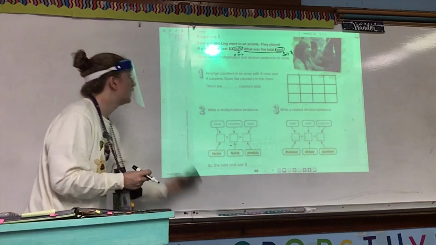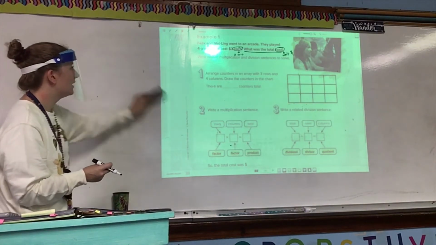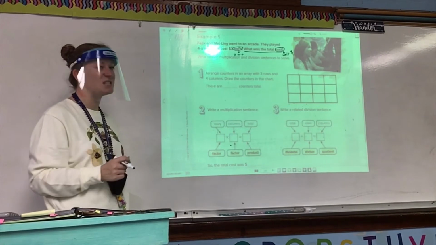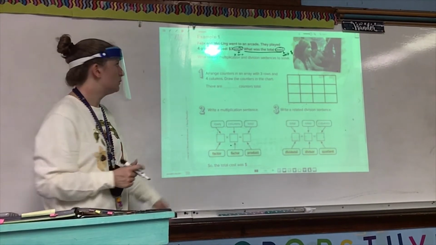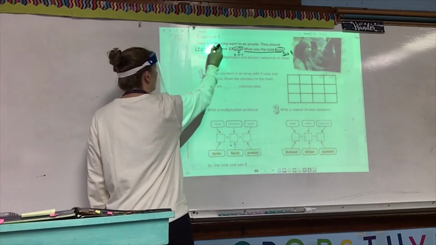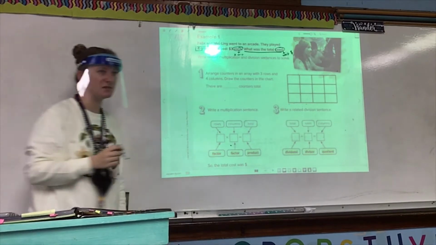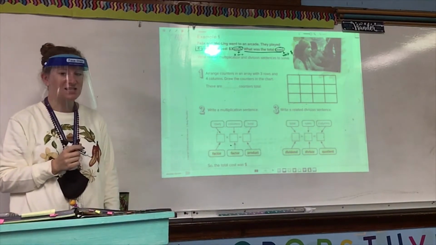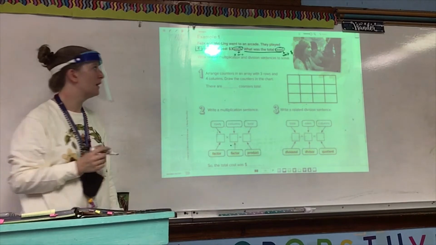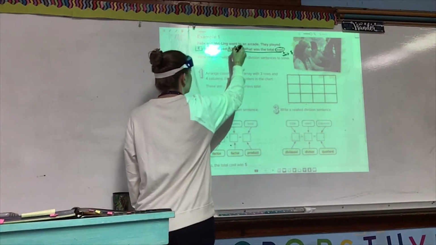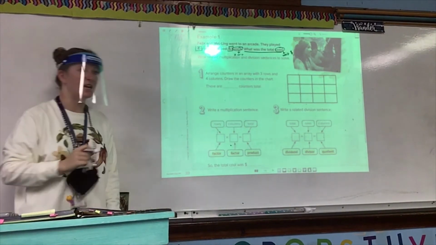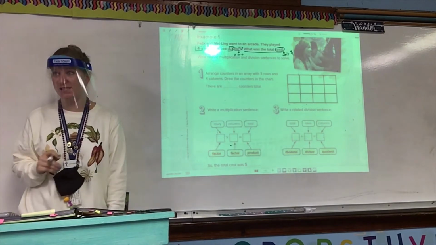So, let's look at that sentence again. They played 4 games that cost $3 each. Well, I see the number 4. 4 represents games. That's the number of games. Then I see $3. That's the amount of money that each game cost.